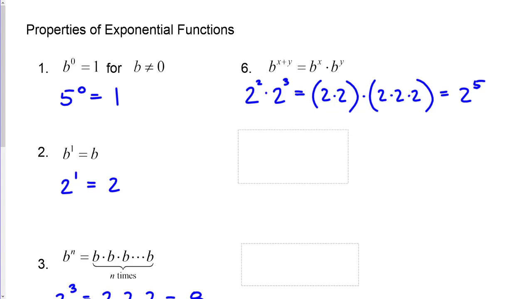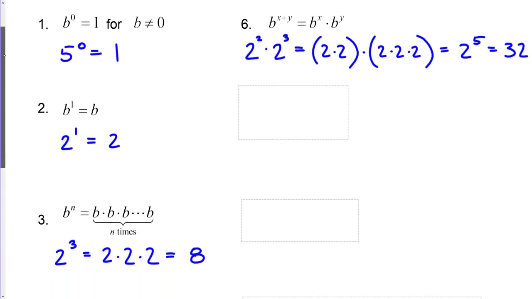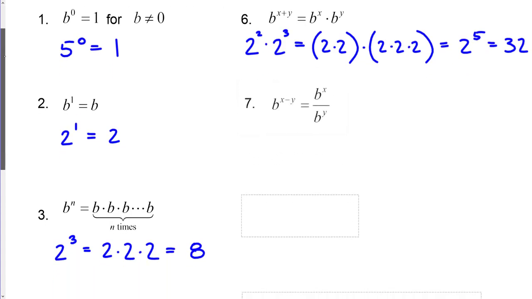Of course, you would go ahead and evaluate this, and that would be 32, but I'm really just trying to illustrate why the principle works. Next up, b to the x minus y is equal to b to the x over b to the y. Same sort of principle, it's just subtracting instead.